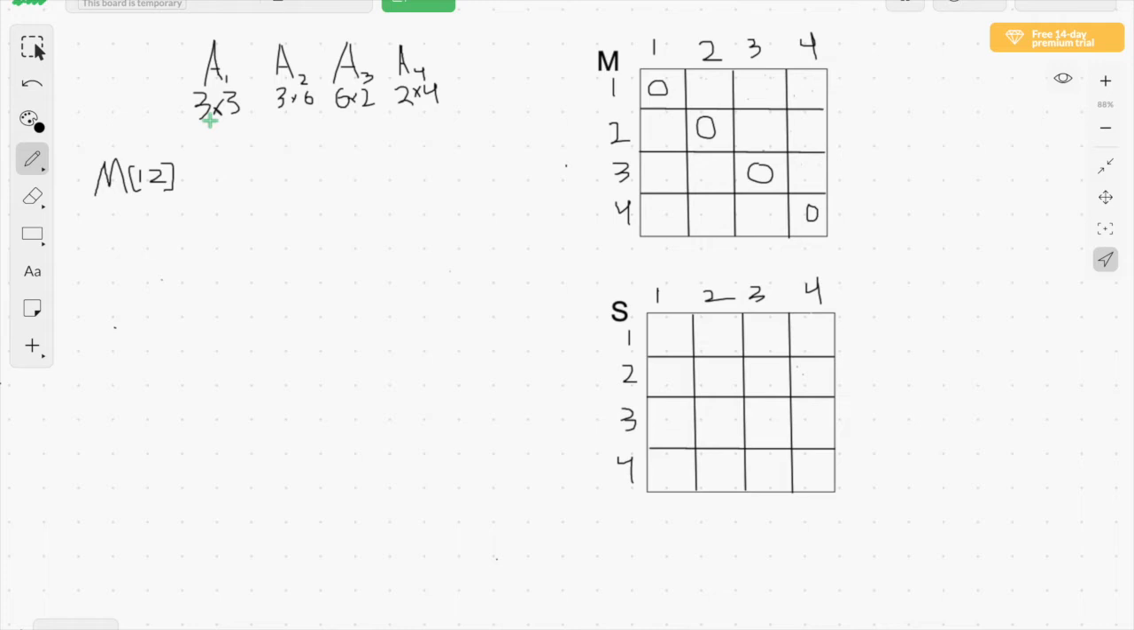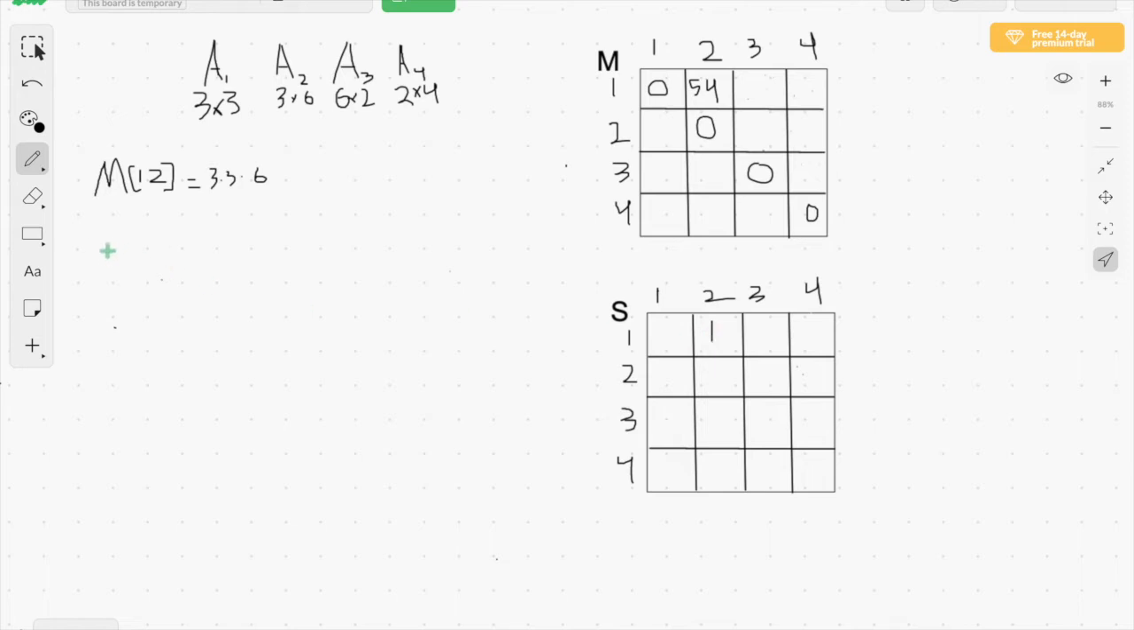Looking back at the equation we talked about previously, the number of multiplications required will be the number of rows in the first one, multiplied by the middle value, and the number of columns in A2. So this will be 3 times 3 times 6, which is 9 times 6, and that is 54. And in the S matrix, we can just mark this as 1.